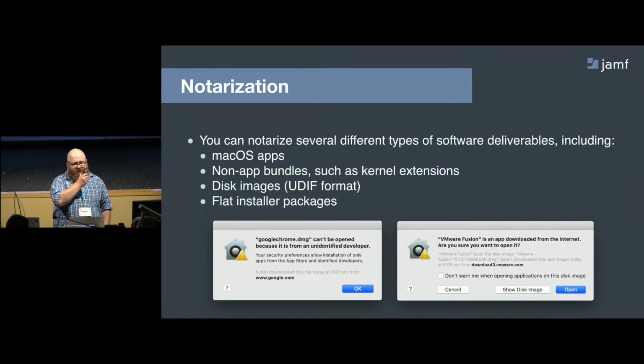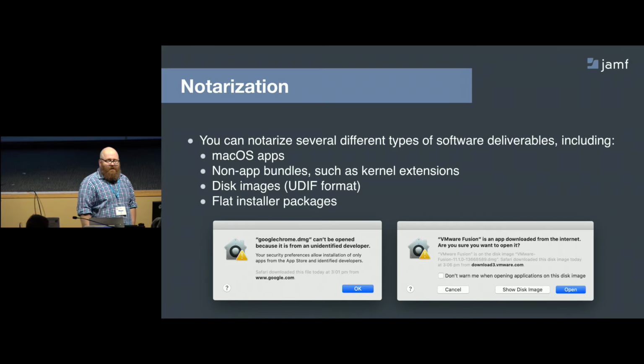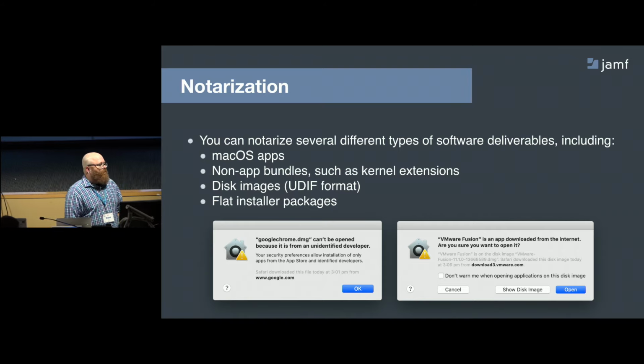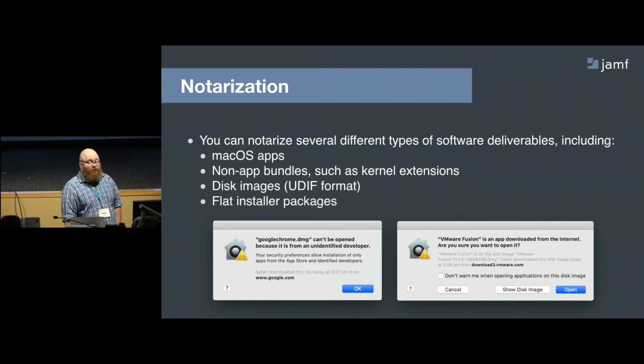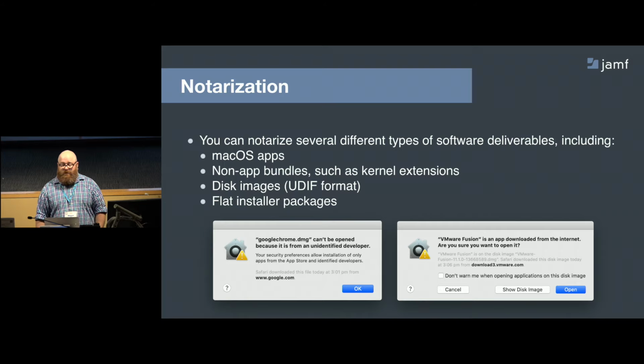So we talked about PPPC, but what about notarization? What does that mean? Well, basically, we've seen notarization for a while. At least in 10.14, we've been seeing different things pop up and say, hey, this can't be opened because it's from an unidentified developer. All right, so what's that mean? Well, it means that they didn't upload their stuff to Apple to verify its contents are non-malicious and all this other kind of stuff. What's changing, they've said, is it's going to include macOS apps, non-app bundles such as kernel extensions, disk images, which is interesting, and then flat installer packages. So all of these things would have to be notarized.